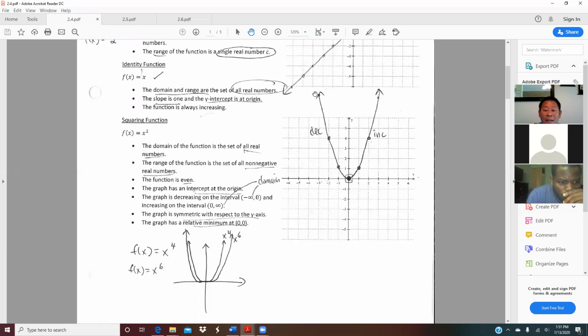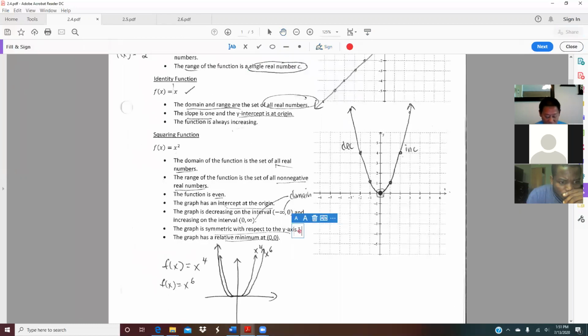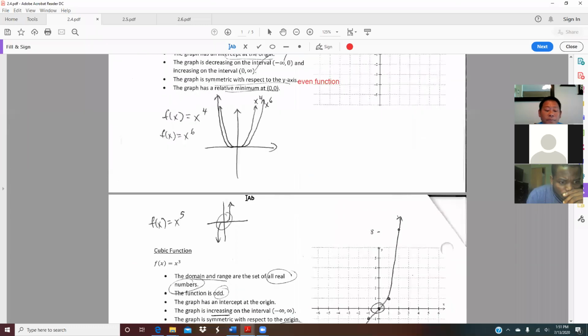It decreases on the left side from -infinity to 0, and it increases from 0 to infinity. This is what we call symmetry with the y-axis, because if you draw a y-axis here, the two sides are reflections. If it is symmetric with respect to the y-axis, then we call this an even function. It has a relative minimum at 0, 0, which means it has a turning point at 0, 0. Okay, so this is a squaring function.